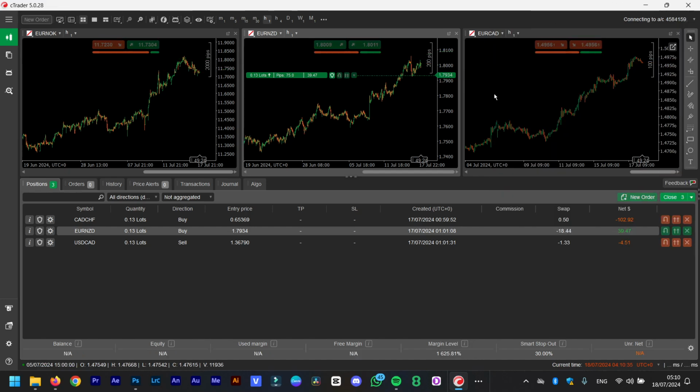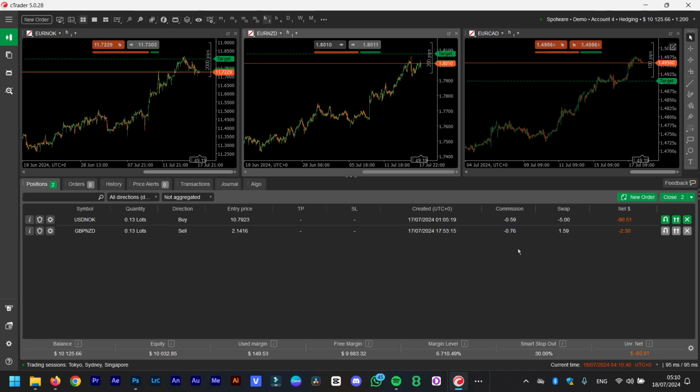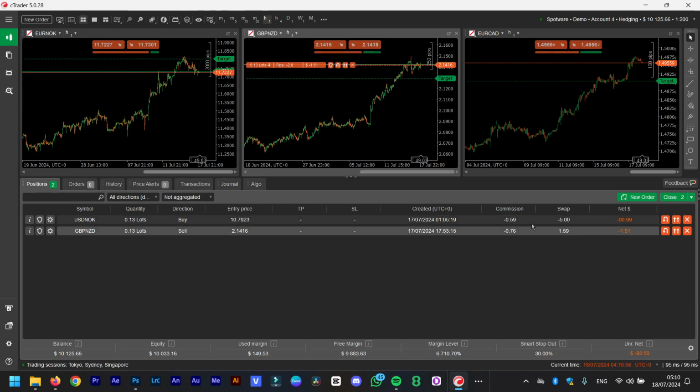Now account number 4. Account number 4, we have a lot of margin here. As you can see, we have 6,000% of margin because the swapping is not that negative. USD NOK and GBP NZD, same thing. So very cheap swap.